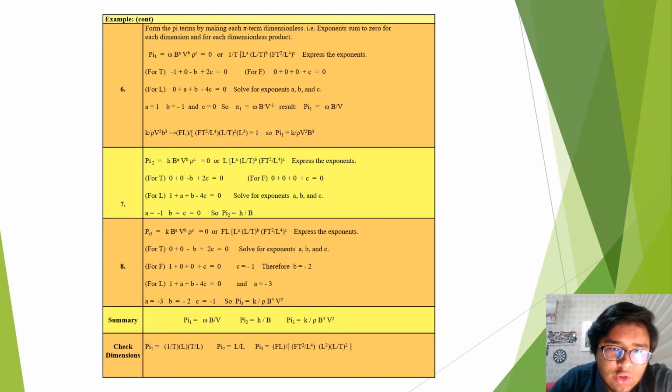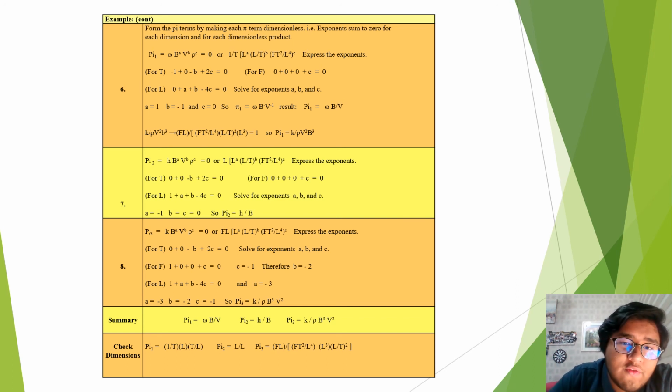So we can see the full equation, which is 1 over T times L over T, and all that equation. So we have to express the exponent, which is -1 for the t in frequency, and +0. So -1 +0 -b +2c is all for the t variable. So next for f and for l, we have to list all the exponents for each variable, which is for t, f and l.